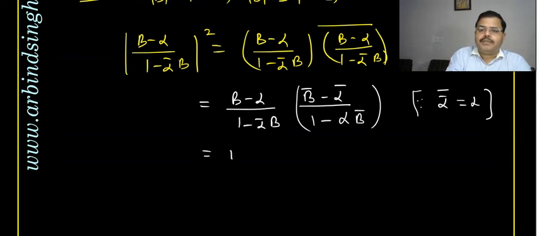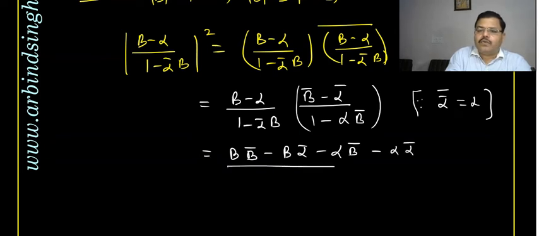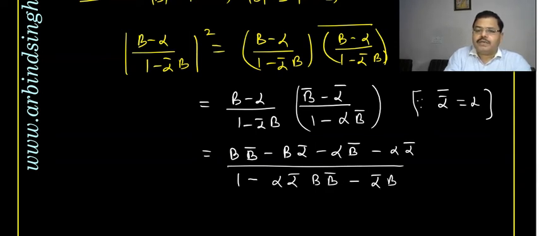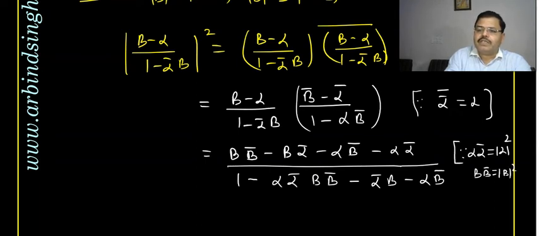Now we can write the numerator as beta beta conjugate minus beta alpha conjugate minus alpha beta conjugate plus alpha alpha conjugate, whole divided by, in the denominator, 1 minus alpha alpha conjugate beta beta conjugate minus alpha conjugate beta minus alpha beta conjugate. Since alpha alpha conjugate is equal to mod of alpha square and beta beta conjugate is equal to mod of beta square, you can use that: z z conjugate is equal to mod of z square.